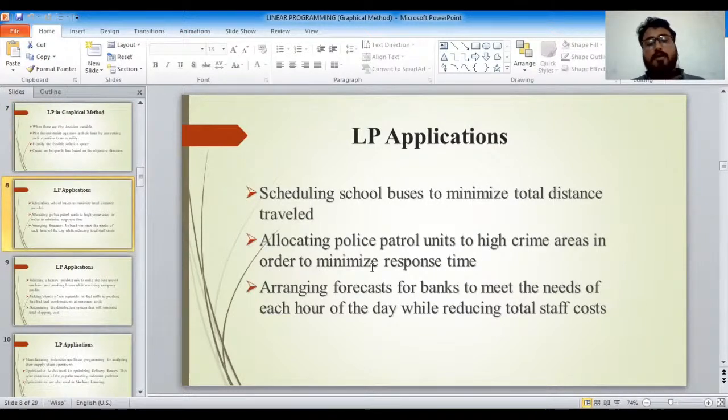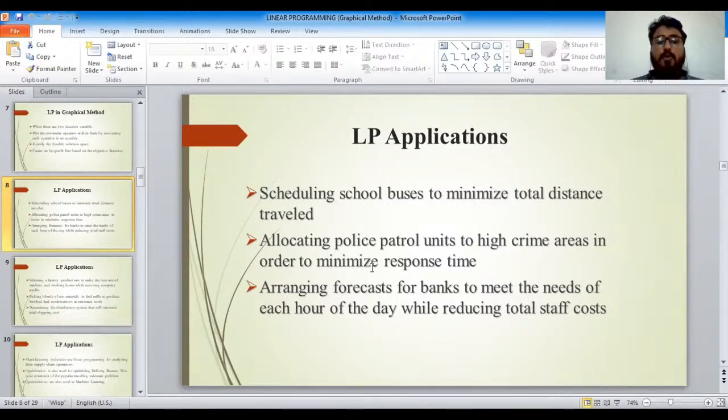Linear programming application. First, schedule school buses to minimize total distance traveled. So whenever you are involved in some transportation process, this method will be very helpful in defining the different transportation routes. The cost of transportation may be minimized.